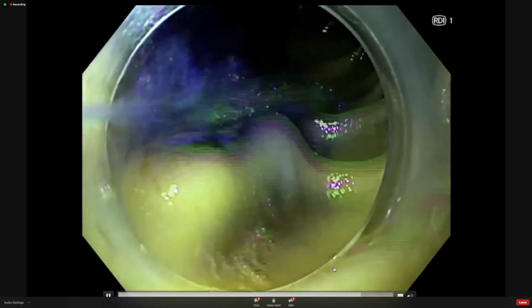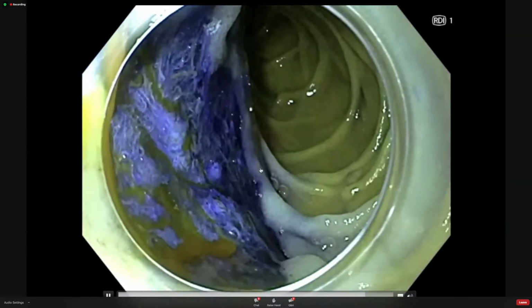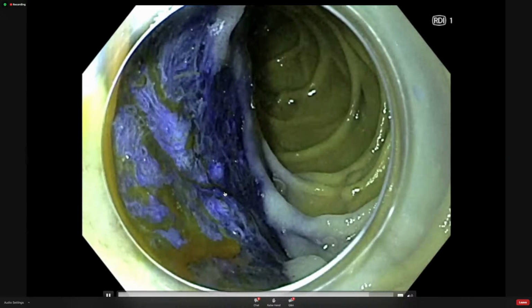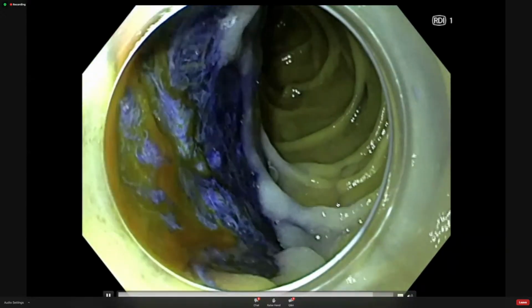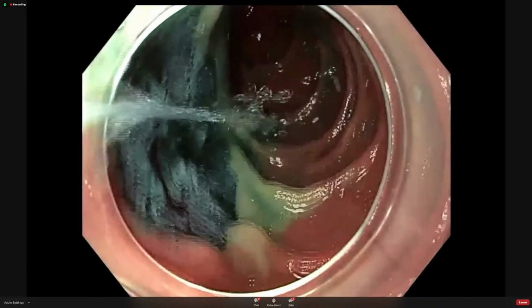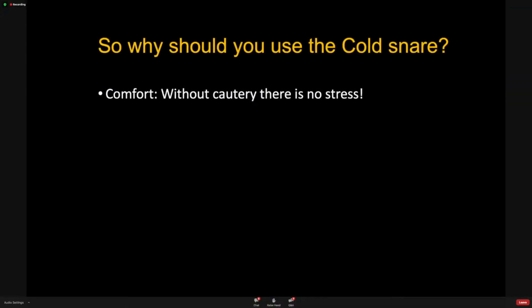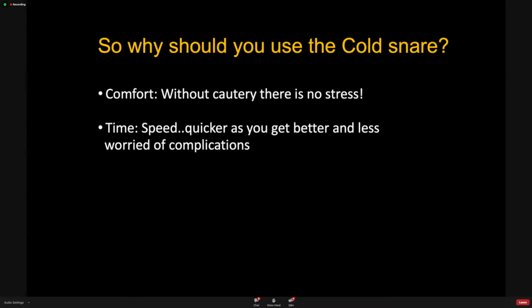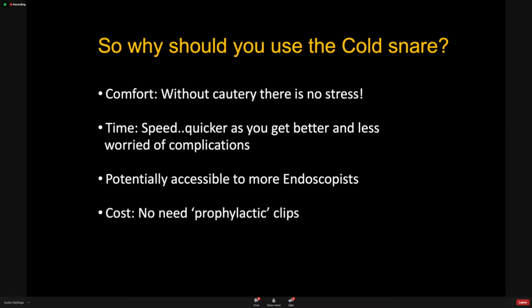It's just using the so-called RDI technique, where you can see that the base is clear. It was a fairly tough polyp, which has been cleared off. So even fibrotic areas can be dealt with using this technique. So there's no stress without cautery. We can get quicker as you are more comfortable with this, and potentially it can be accessible to more endoscopists. And you really don't need prophylactic clips, like Professor Kim has said in his presentation on cost effectiveness. So there is possibly no limit with flat lesions.